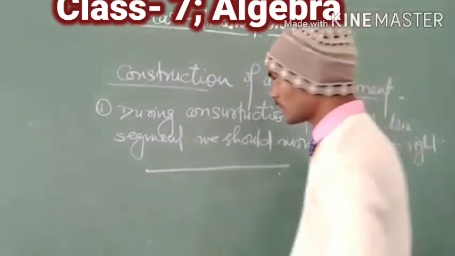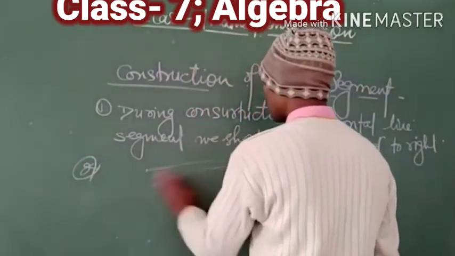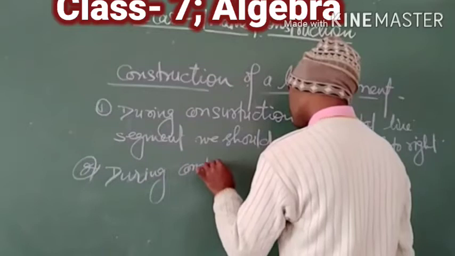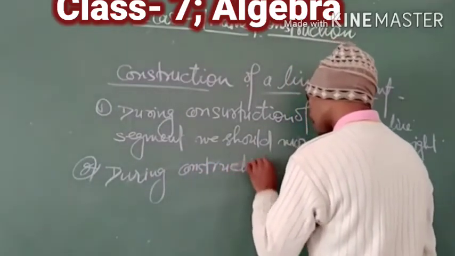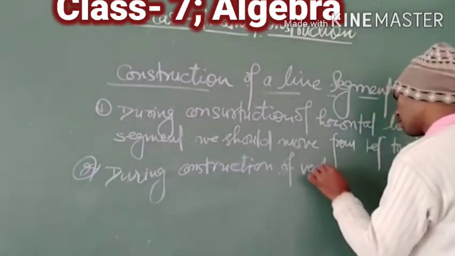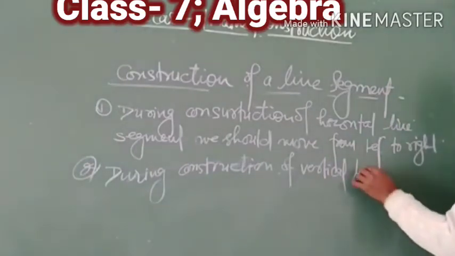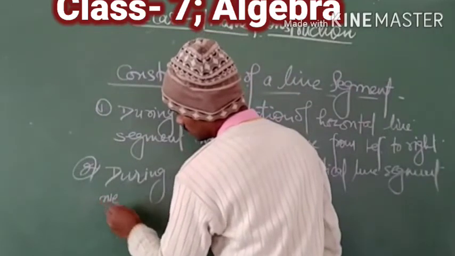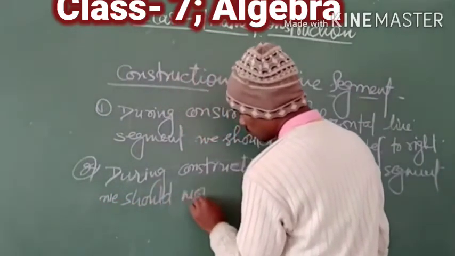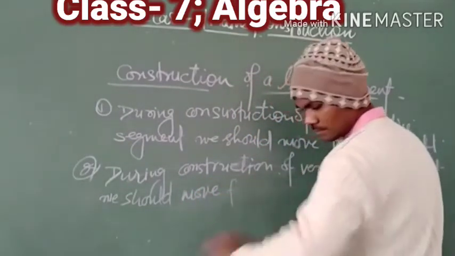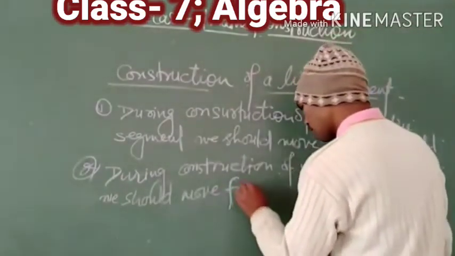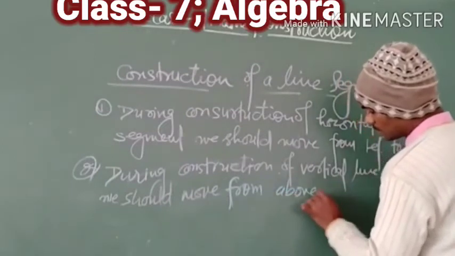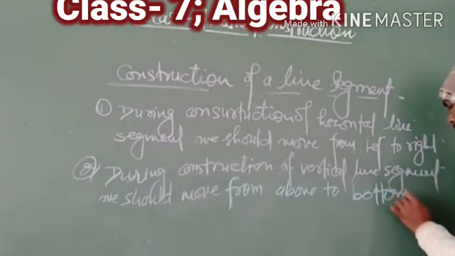Okay. The second point is that during construction of a vertical line segment, we should move from above to bottom. Okay, this is the second rule.